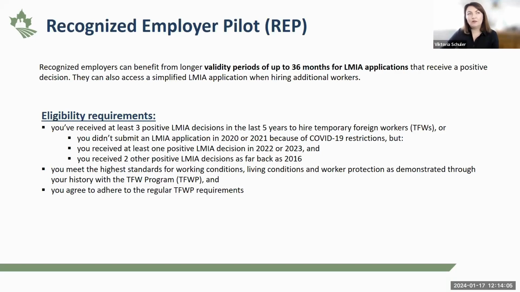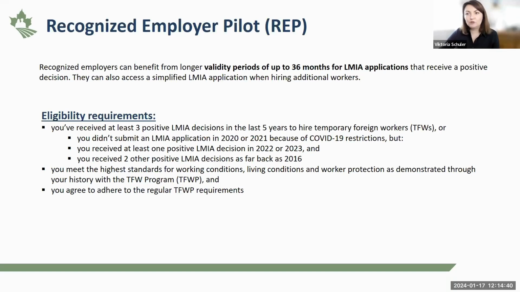The other thing is you don't need to do a separate application to apply for the recognized employer pilot. When you're doing your LMIA online application, there will just be a checkbox: are you willing to apply for the recognized employer pilot or not, which is nice. And to be eligible, the employer must have at least 3 positive LMIA decisions in the last 5 years. There is some flexibility if you didn't have LMIA applications due to COVID, and you have to meet high standards of working and living conditions.